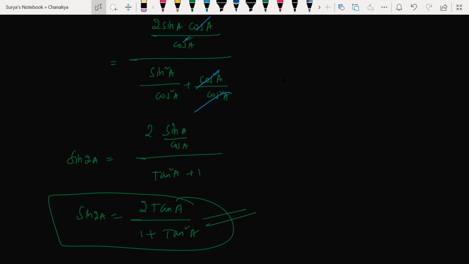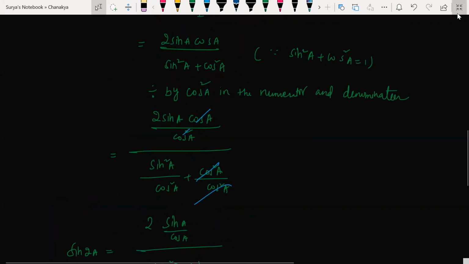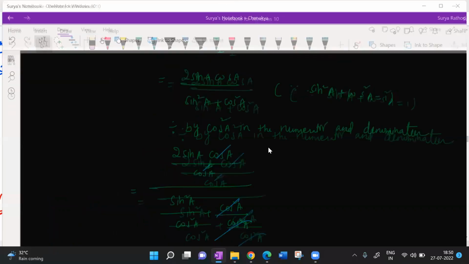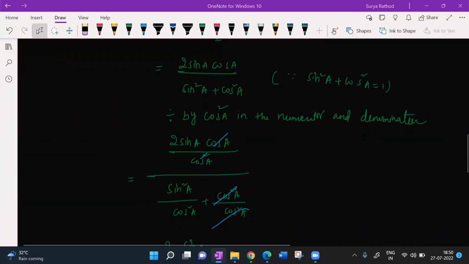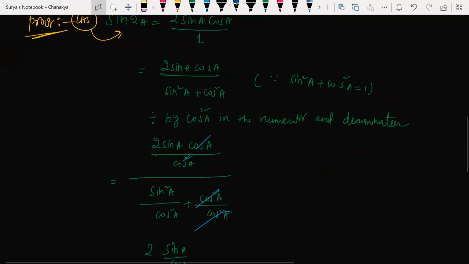So I would ask Dipsika, what is the formula for sin 2A? Dipsika must answer: 2 sin A cos A. Okay sir. What is the formula in terms of tan for sin 2A? 2 tan A by 1 plus tan square A. Yes. Quickly, quickly. Finished. All right. Any doubts? No, sir.